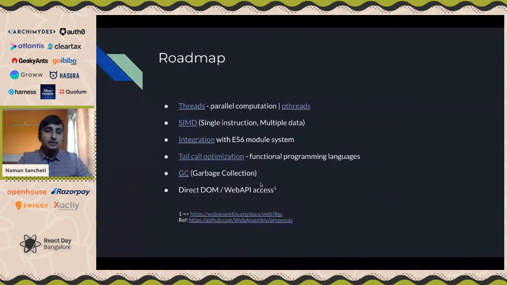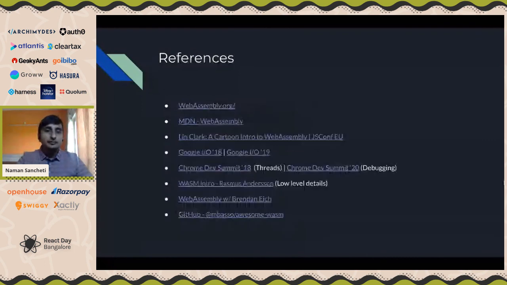And garbage collection, which is very interesting. Right now, if you have to do any DOM-based operation or web API access, you have to go through JavaScript. But once this proposal goes through, we will be able to do direct DOM and API access. That's going to be interesting. And with this, we can also have support for languages like Kotlin, Java, and so on.